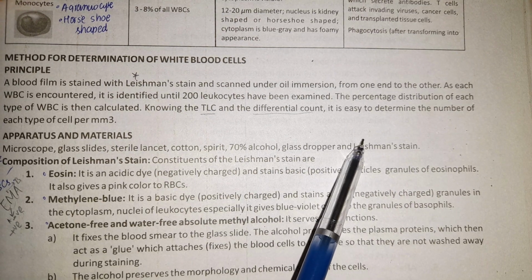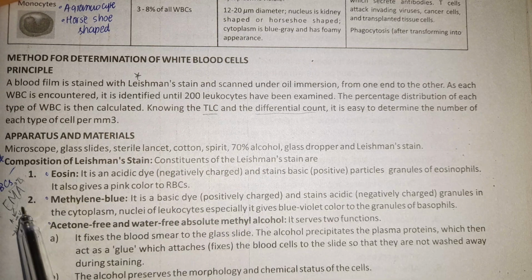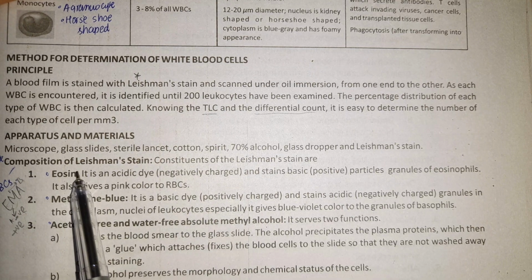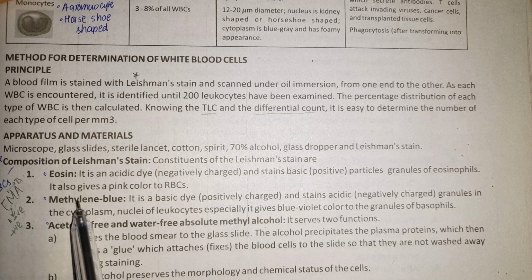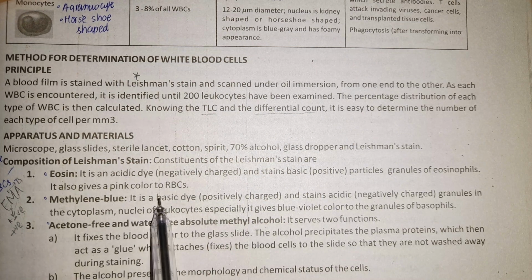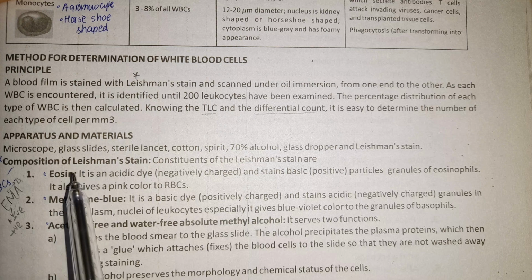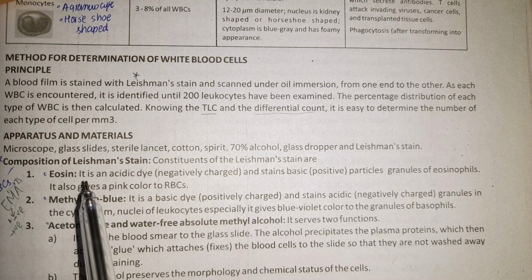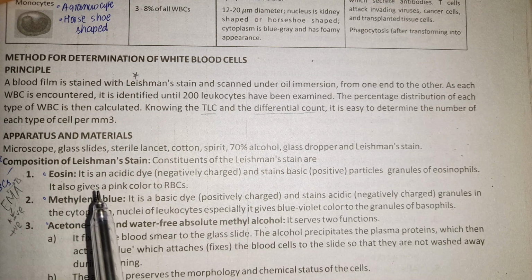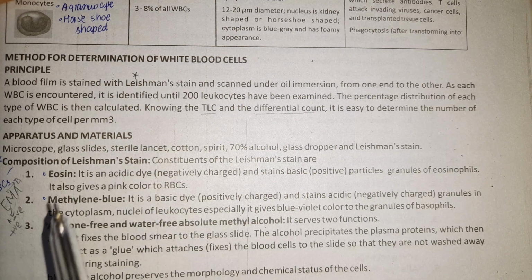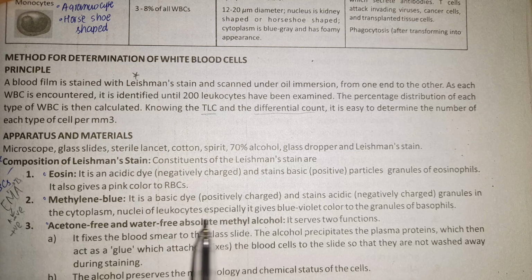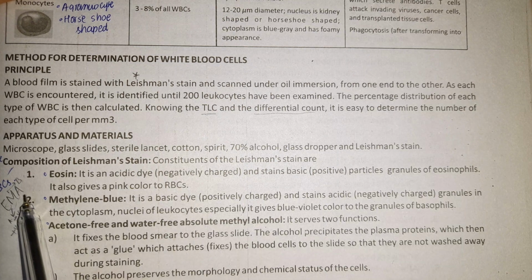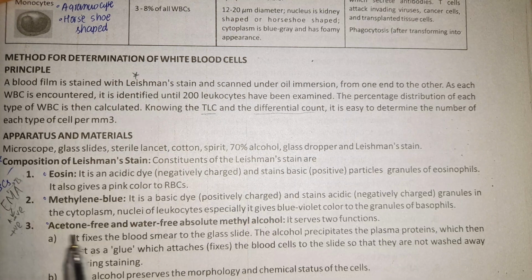To remember this Leishman stain, we have the mnemonic EMA. E is for eosin, the eosinophilic, pink acidic dye; M is for methylene blue, which is a basic dye. If you do not know about acidic or basic dyes, I have a video on them in the histology block 1 playlist. You can watch it over there. A is for acetone free and water free absolute methyl alcohol.